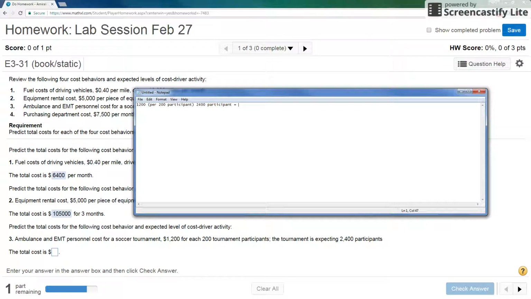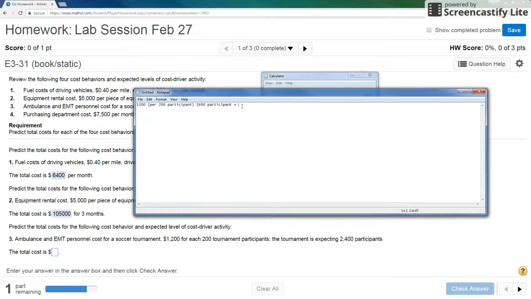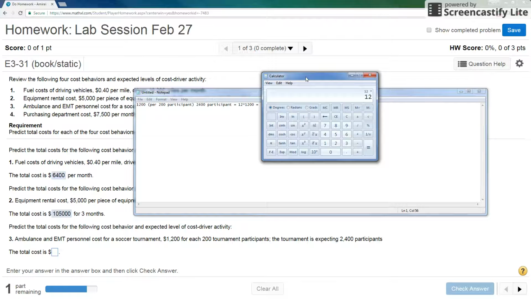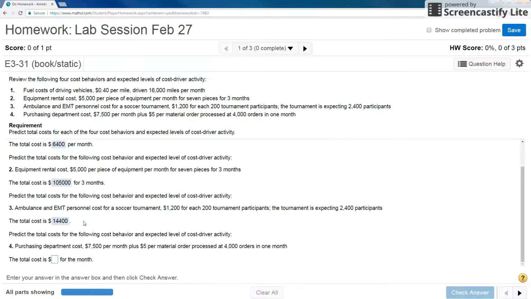So in order to calculate that, how many 200 participants do we have in this tournament? We have 2,400 people. How many groups of 200 people do we have? 12. So we just multiply 12 by that $1,200, which gives us 12 by 1,200, 14,400. Answer. And the last one.